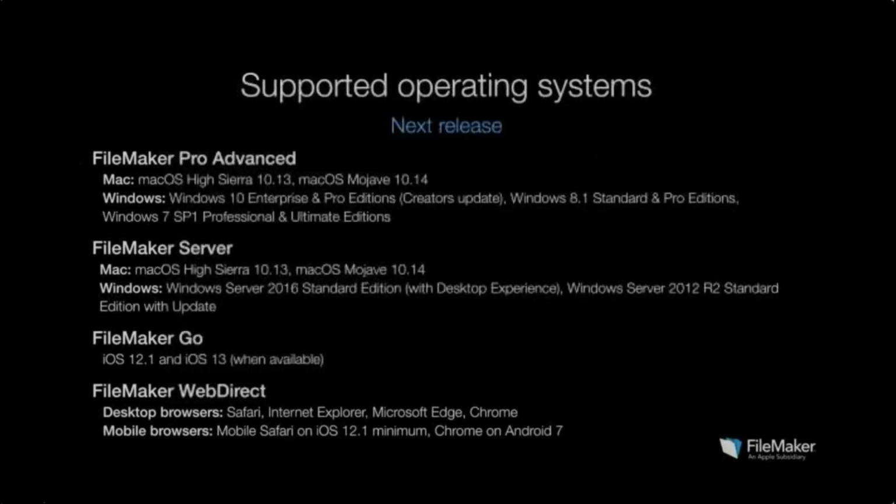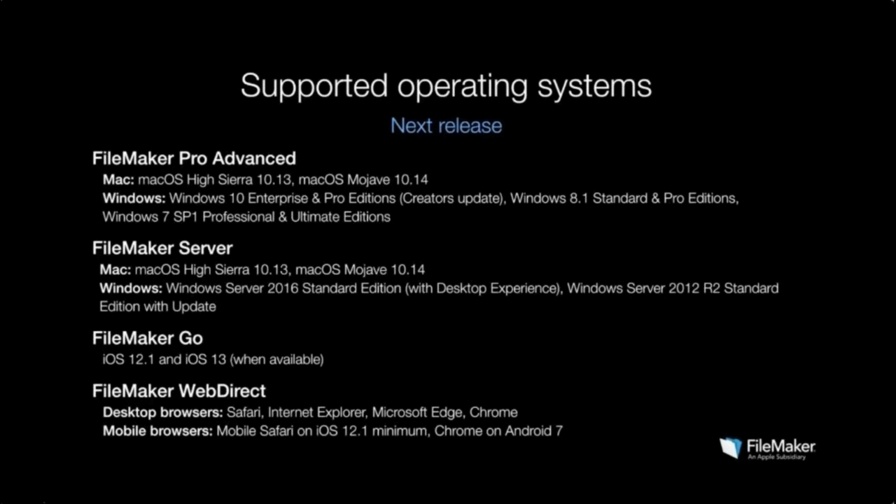Next, I want to talk about the operating systems that are supported in the next release. Starting with FileMaker Pro Advanced, on the Mac side, we will support Mac OS High Sierra 10.13, as well as Mojave 10.14. On the Windows side, it's Windows 10 Enterprise and Pro Editions, Windows 8.1 Standard and Pro Editions, and Windows 7 Service Pack 1 Professional and Ultimate Editions. For FileMaker Server on the Mac side, it is also High Sierra 10.13 and Mojave 10.14. Windows is Windows Server 2016 Standard Edition and Windows Server 2012 R2 Standard Edition.